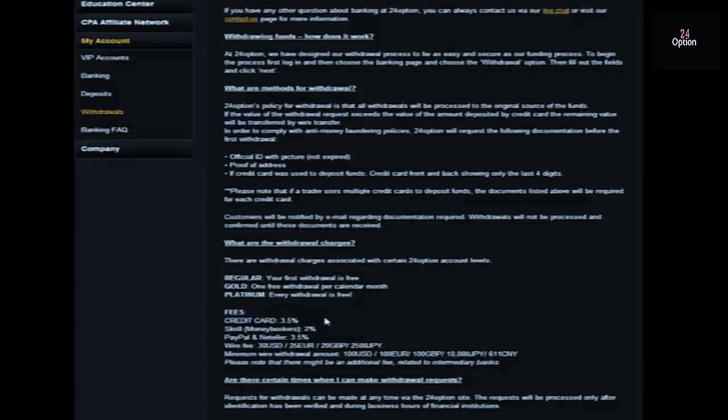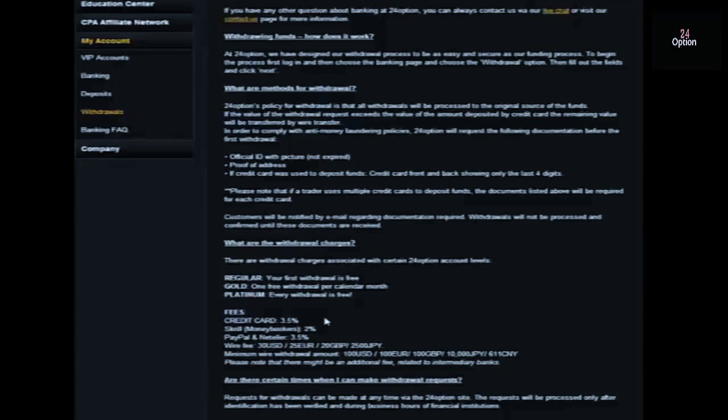They have different types of accounts, such as a gold account and a platinum account. In these particular accounts, they give you slightly more information about the markets. They tell you the different things that they can trade, as well as the costs associated with withdrawals from them.